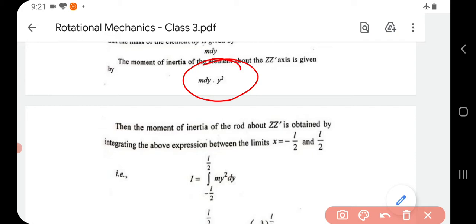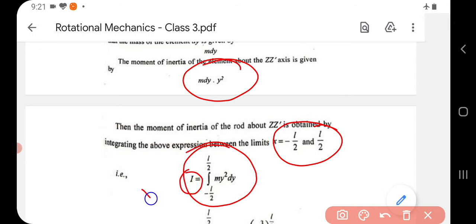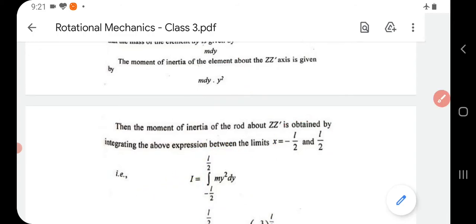Now in order to get the moment of inertia of the whole thin body, as I said earlier, you have to integrate it over the limits minus L by 2 to plus L by 2. That will give you capital I, that is the moment of inertia of the whole thin rod.